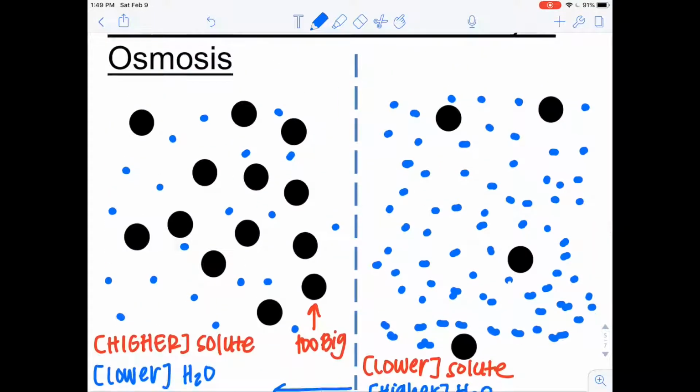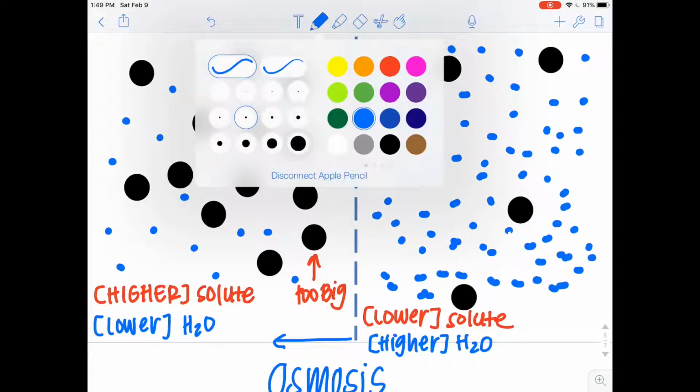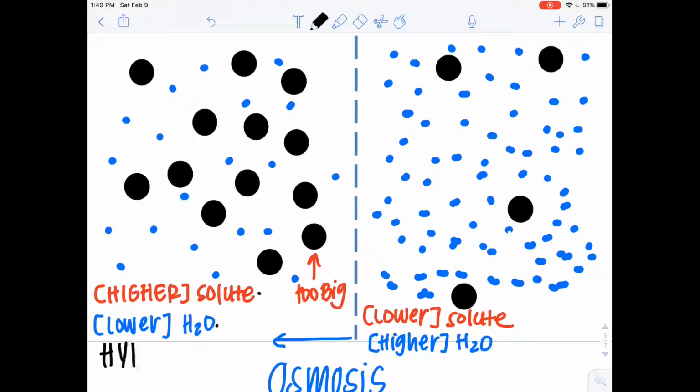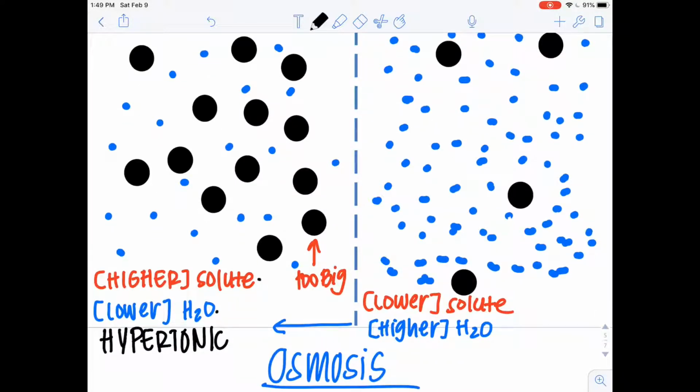And so with tonicity, the solution with the higher solute concentration and the lower solvent concentration is going to be the hypertonic solution. And then the solution with the lower solute concentration and the higher water concentration or solvent concentration is going to be the hypotonic solution.